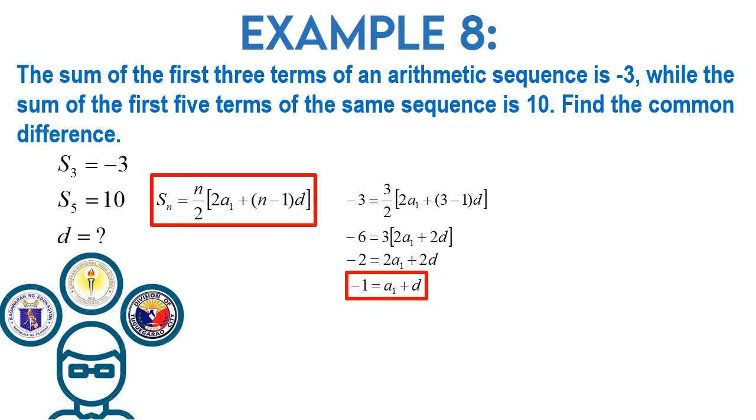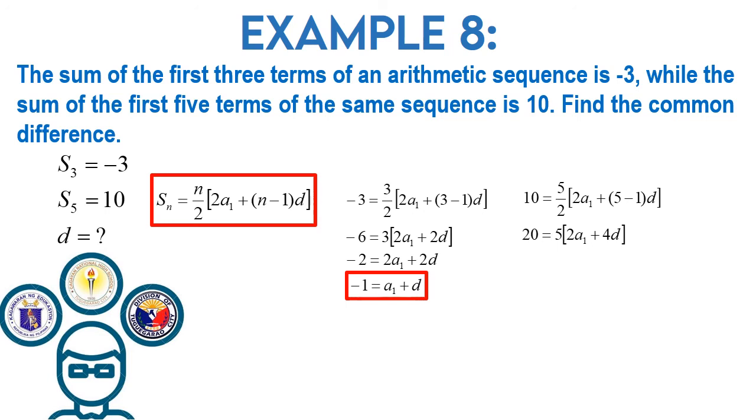This equation has two unknowns. Therefore, we have to set up another equation to solve for d. Using the second equation of arithmetic series to generate another equation for S sub 5, we have 10 is equal to 5 over 2 times 2a sub 1 plus 5 minus 1 times d. Cross multiplying 2 to 10 will give us 20 is equal to 5 times 2a sub 1 plus 4d.